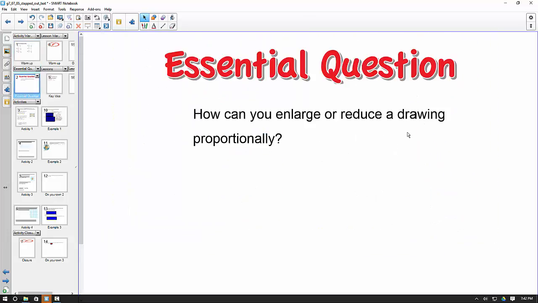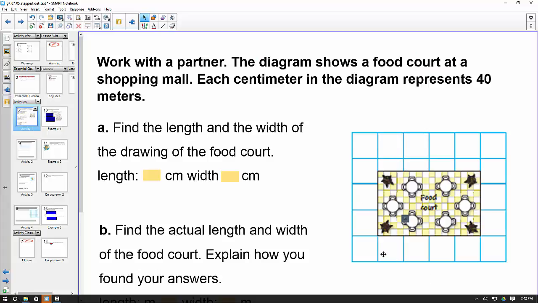So what I want to do is enlarge and reduce a drawing proportionally. This one says that this is my centimeter grid, and each centimeter equals 40. I know for a fact that from here to here equals 80. And then this looks like it's half, doesn't it? So I'd say that this is equal to 20. So the whole length here looks like it's 100. And then my width would be 1, 2, 3, 4. And 4 times 40 is 160. So it's 100 times 160.